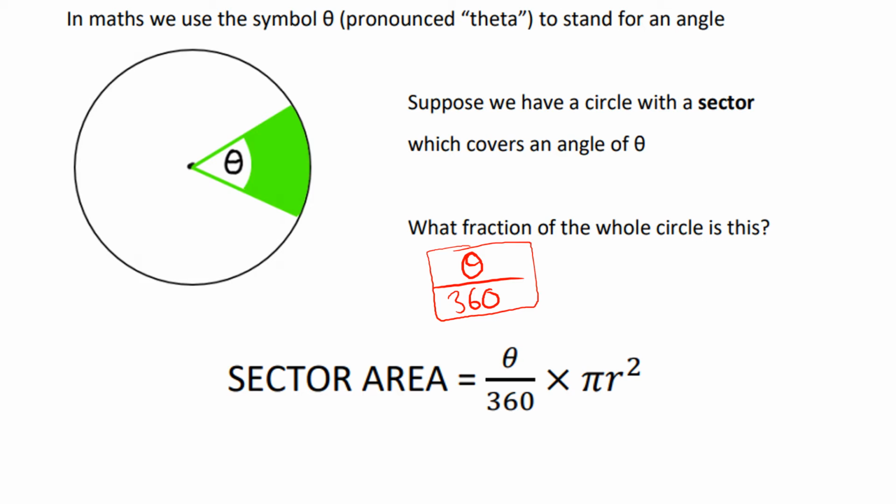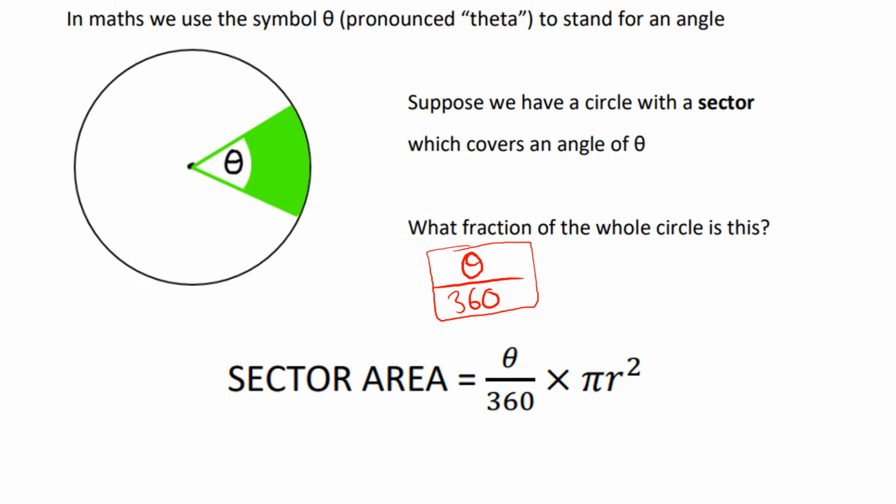For example, if theta was 90 degrees, then we'd have 90 out of 360, and that simplifies to a quarter of a circle, which I think makes sense. A 90-degree corner will give us a quarter circle. If we had 120, that would give us a third of a circle, and so on. So it's just a case of how many times my angle fits into 360.